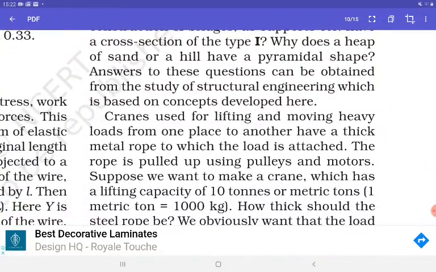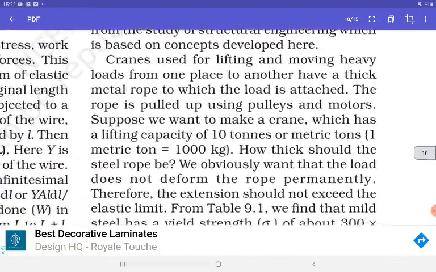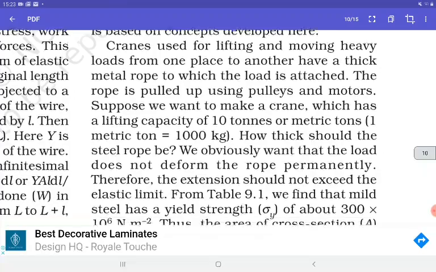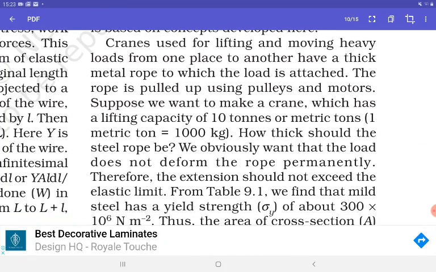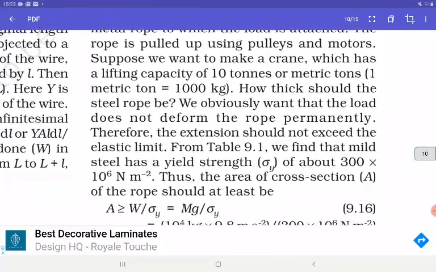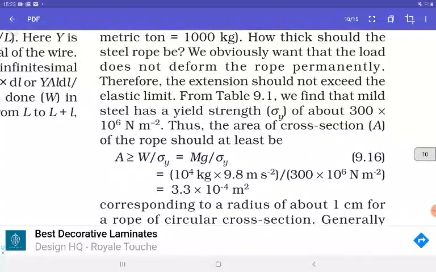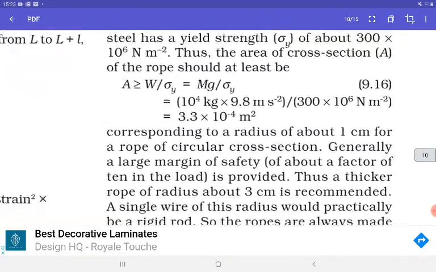Cranes used for lifting and moving heavy loads from one place to another have a thick metal rope to which the load is attached. The rope is pulled up using pulleys and motors. Suppose we want to make a crane which has a lifting capacity of 10 tons or metric tons. How thick should the steel rope be? So we can do that calculation according to stress and strain.